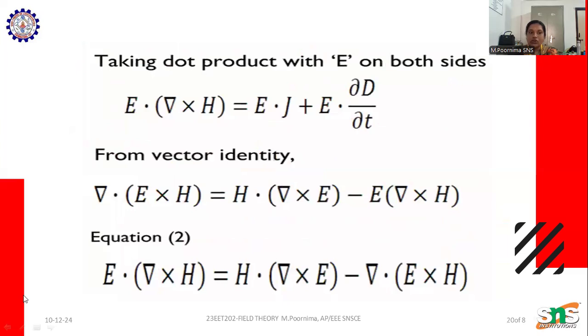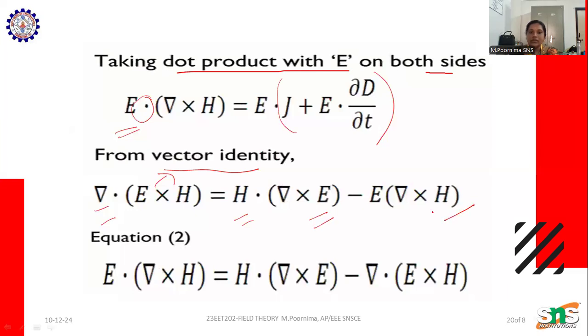Now we take the dot product with E on both sides of the previous equation. Using a vector identity for the dot product, we get a new expression.